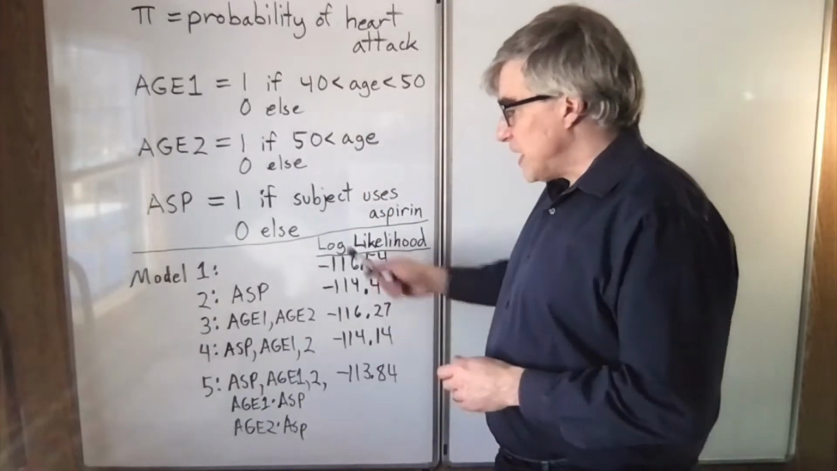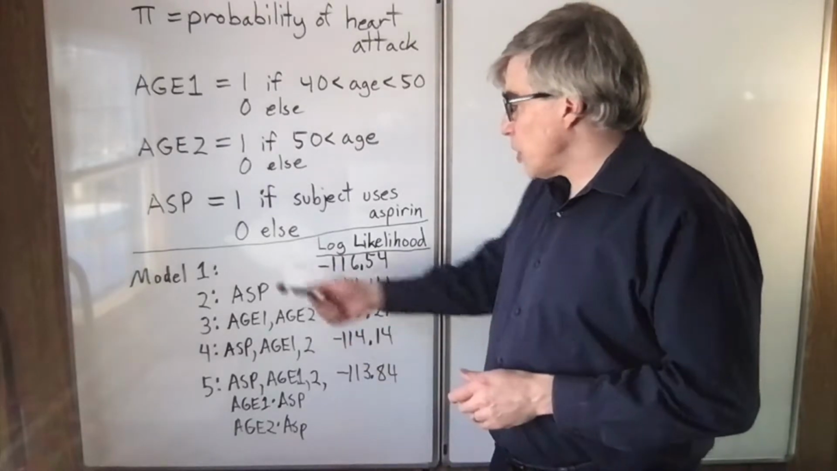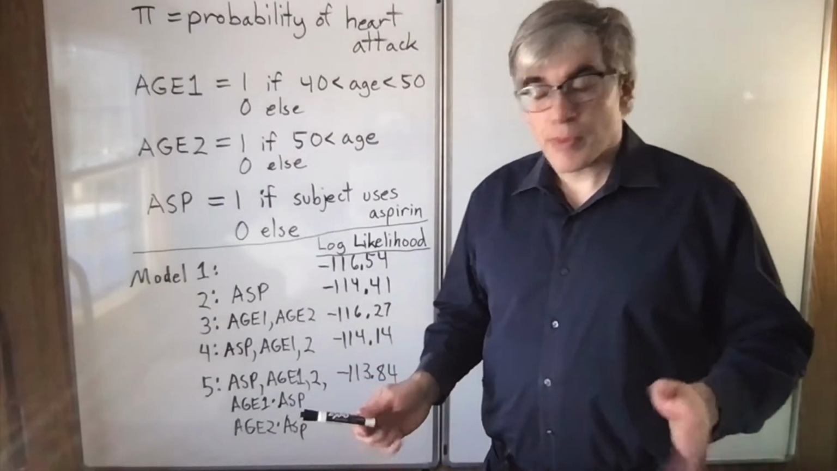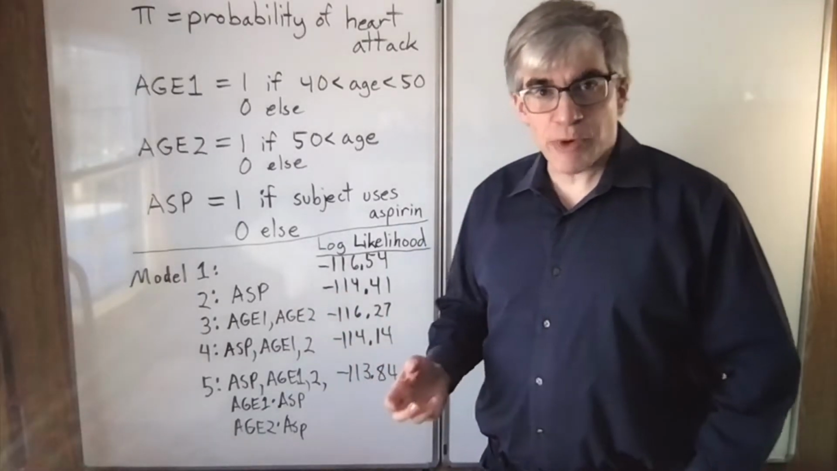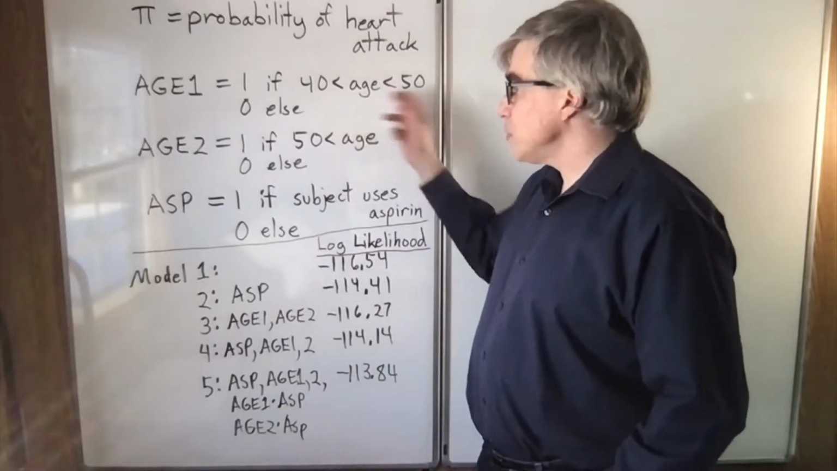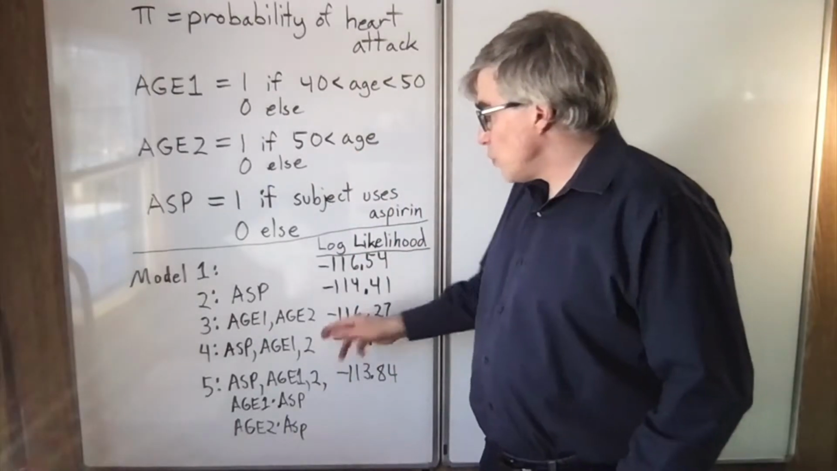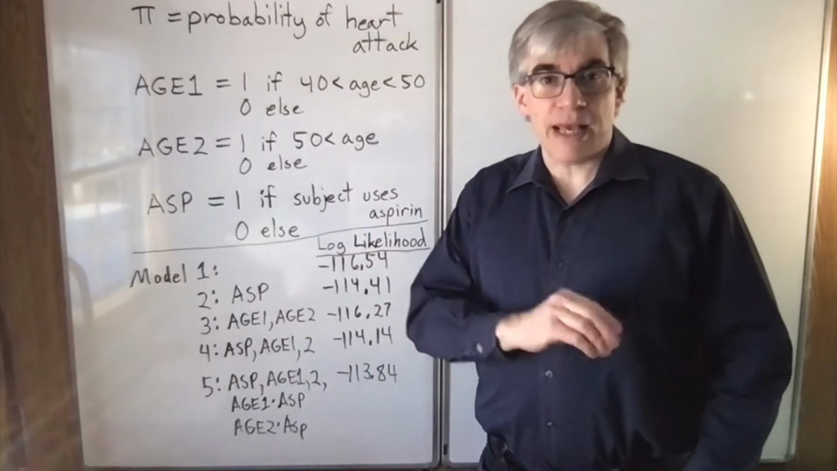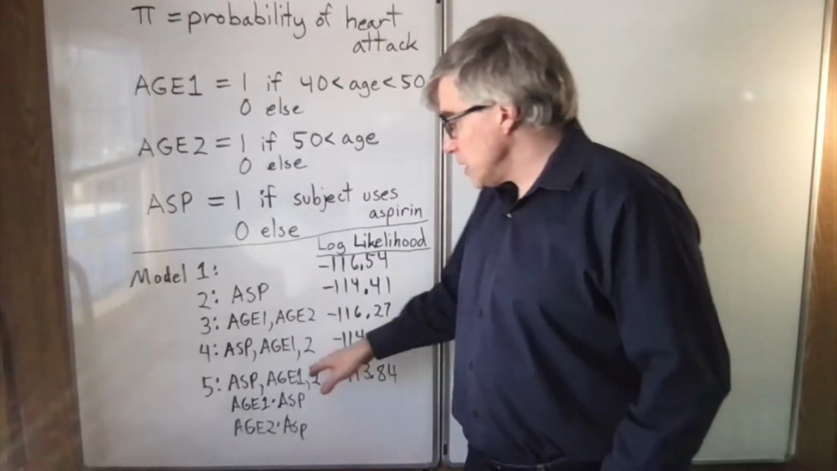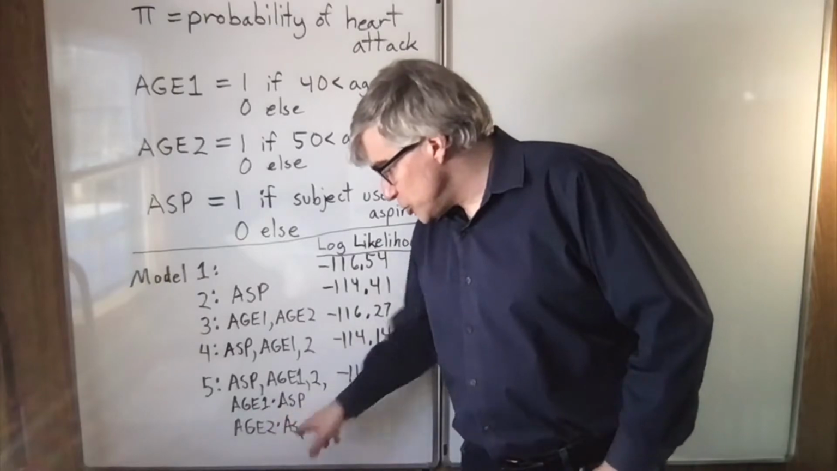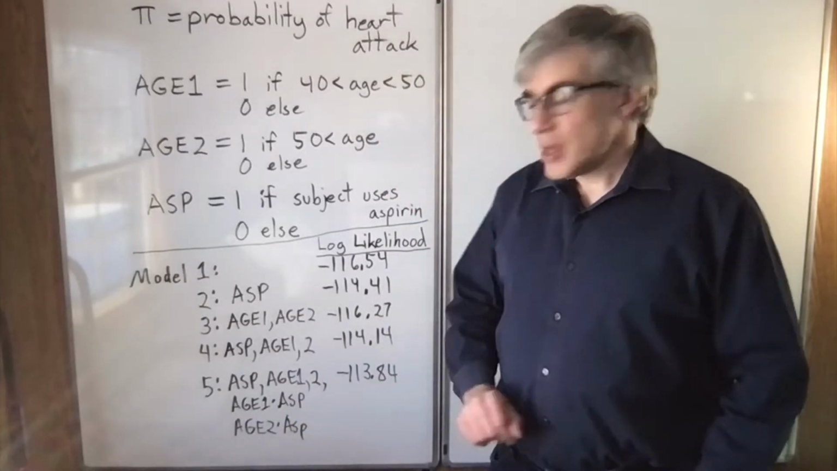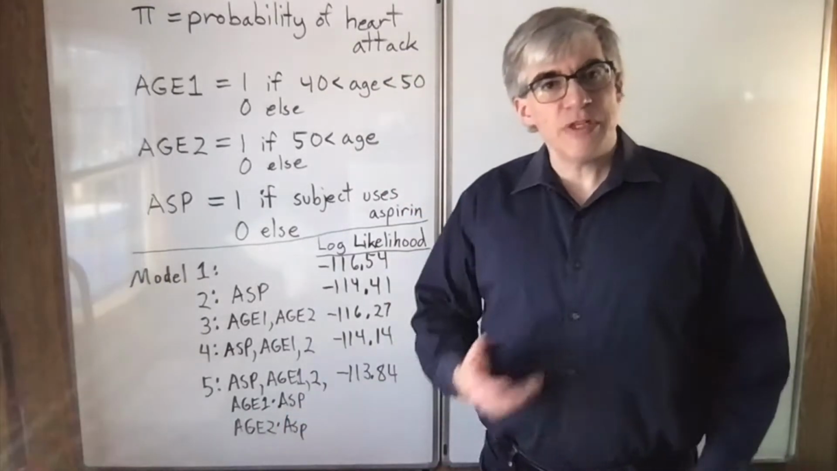And they present 5 different models. The first model has no variables at all. The second model just uses aspirin. The third uses 3 age brackets: less than 40, 40 to 50, and over 50. The fourth model uses aspirin and age. And the fifth model includes interactions, where age 1 is multiplied by aspirin and age 2 is multiplied by aspirin. And they give the log likelihoods of each of these models.